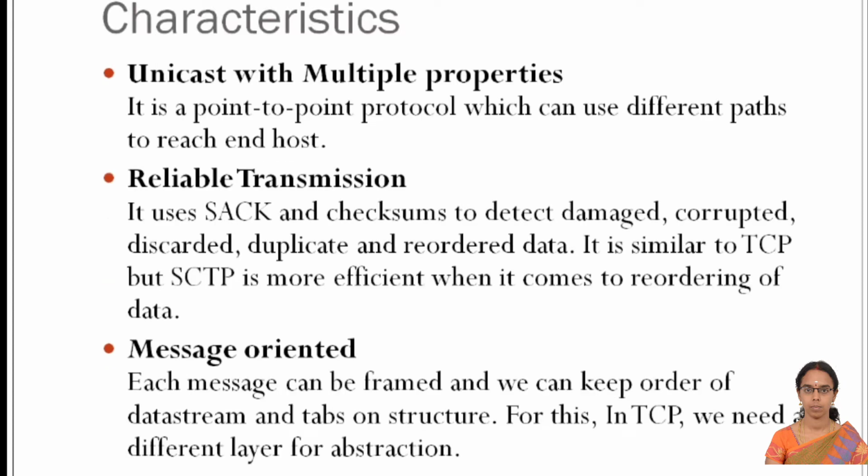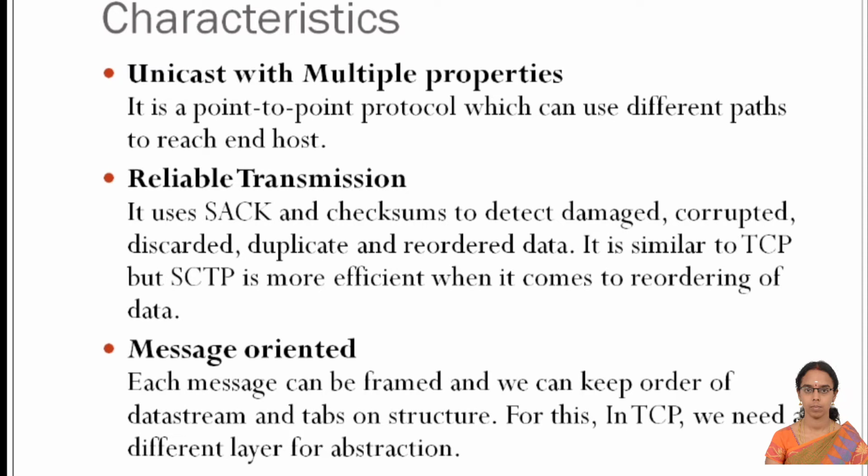Some special characteristics of SCTP. A unicast with multiple properties. So it is a normal point-to-point protocol, but it can choose multiple paths to reach the destination. A reliable transmission. So definitely when we go for error control mechanisms, we need to identify where the error happens. So it gives a reliable transmission. We have an SCTP acknowledgement number and checksums so that damaged packets, corrupted packets or discarded packets can be identified. We have positive and negative acknowledgement numbers here.